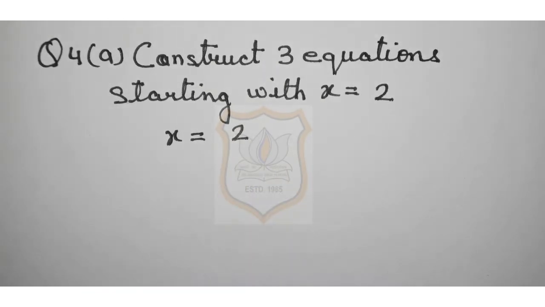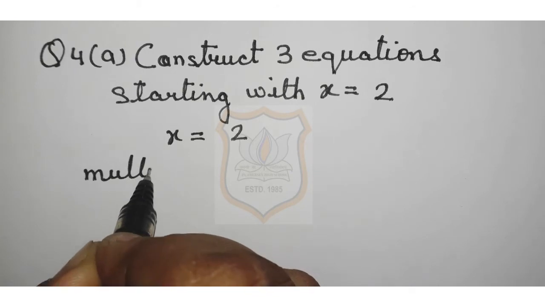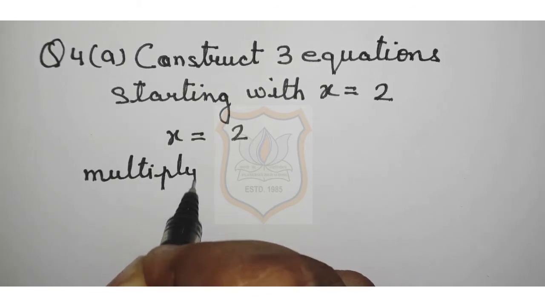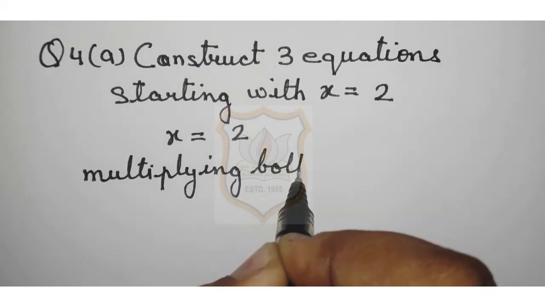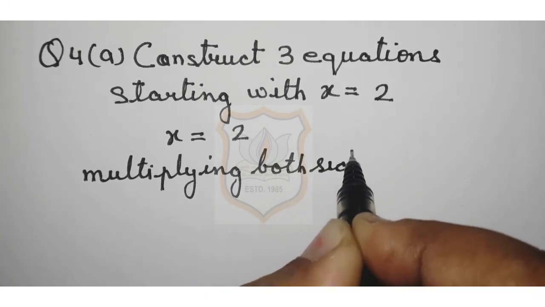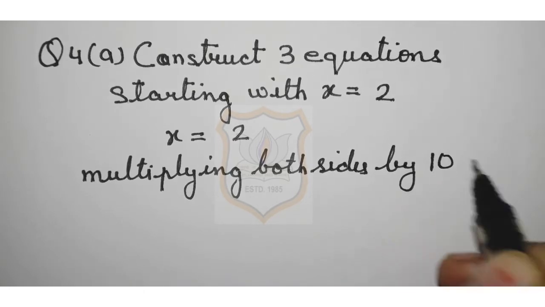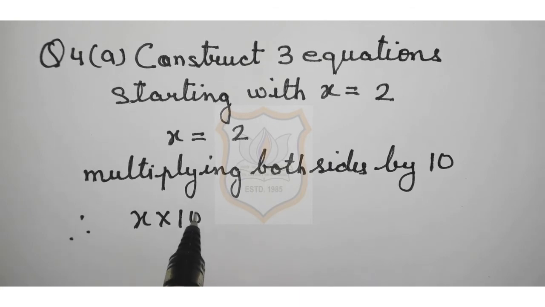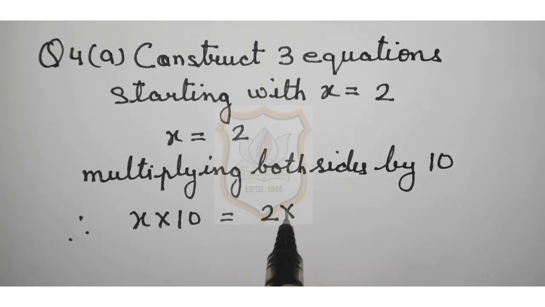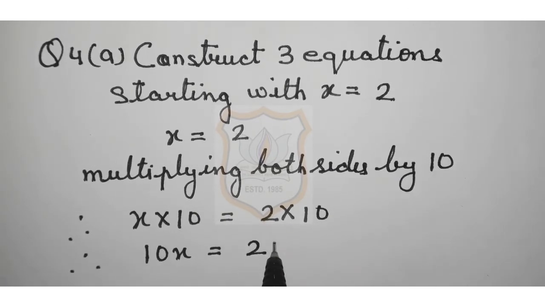X is equal to 2. Now, multiplying both sides by 10. Therefore, x into 10 is equal to 2 into 10. Therefore, it will become 10x is equal to 20.